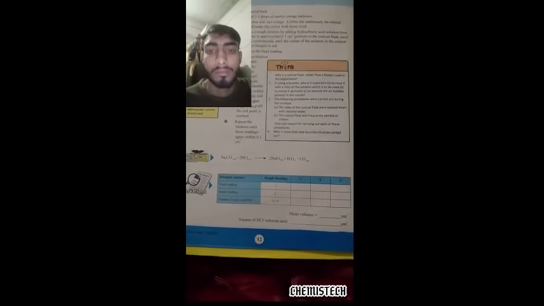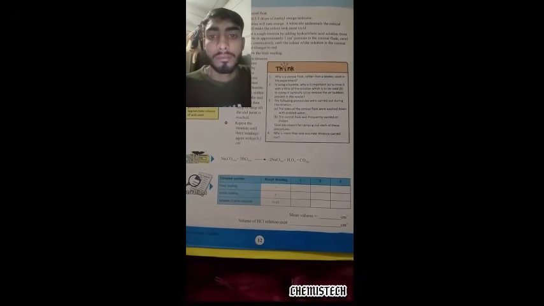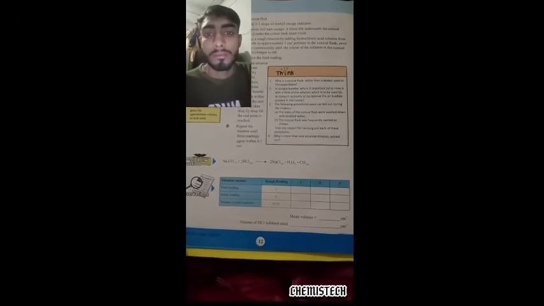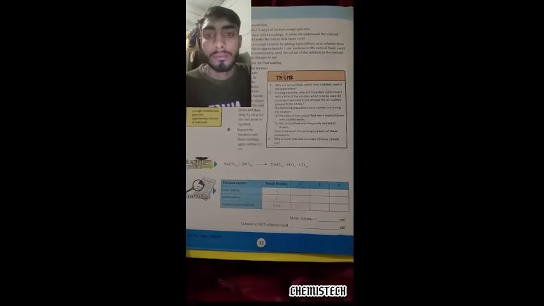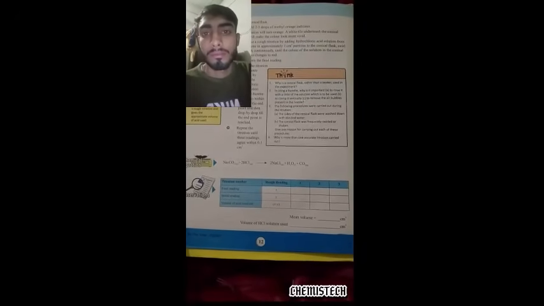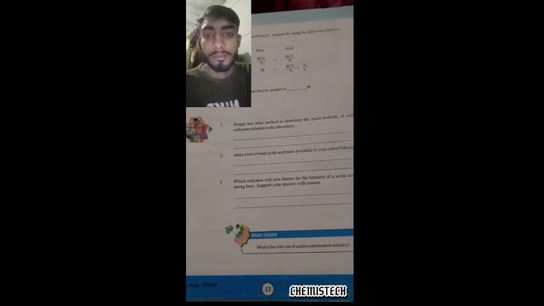Here is the formula: Na2CO3 + 2HCl → 2NaCl + H2O + CO2. Here is the calculation and some other details.